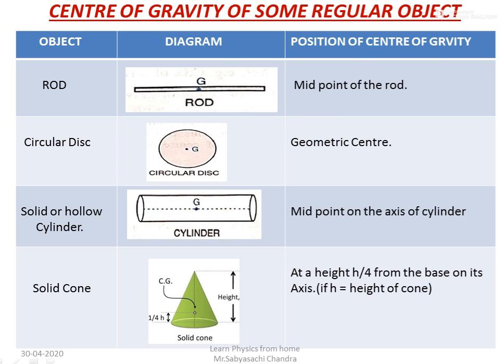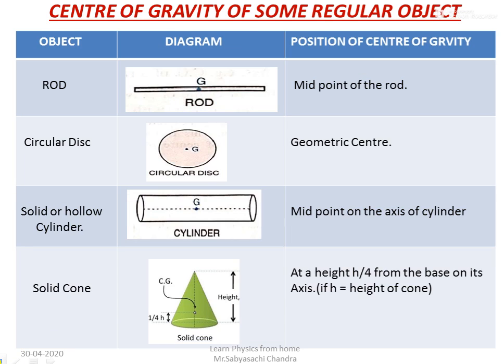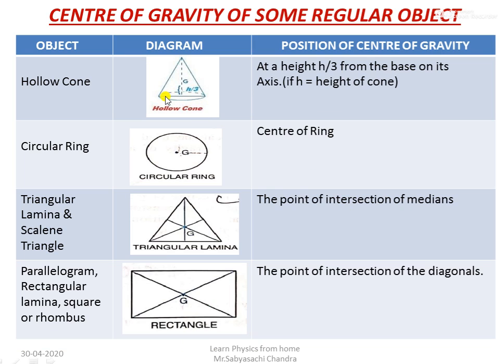Now let's see the next slide. Now the hollow cone, in this case the center of gravity is 1/3 of the height of the axis from the base. So in case of the solid, it's 1/4 and in case of hollow it is 1/3. Circular ring is always the same geometrical center and the center of gravity is same.